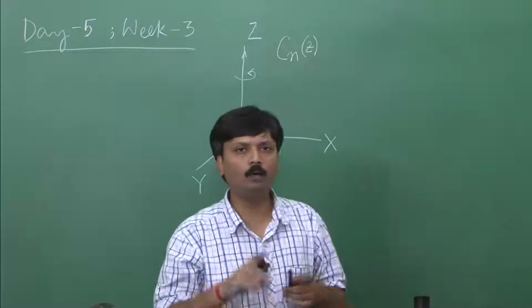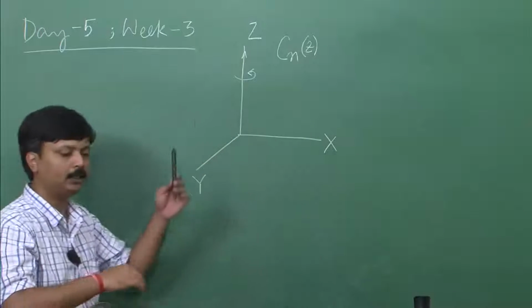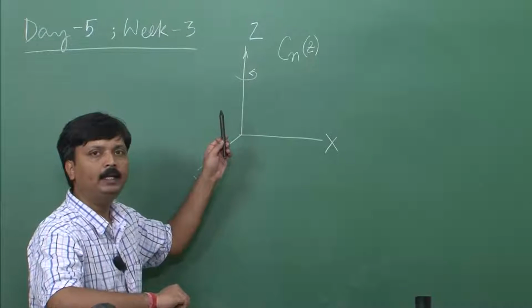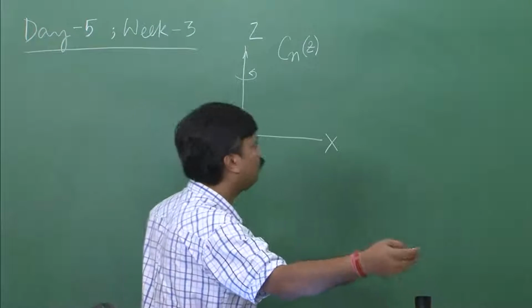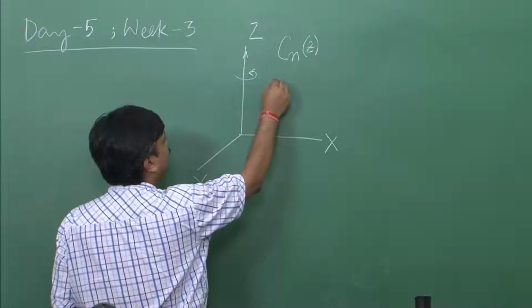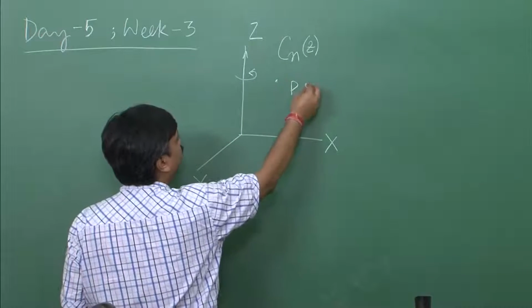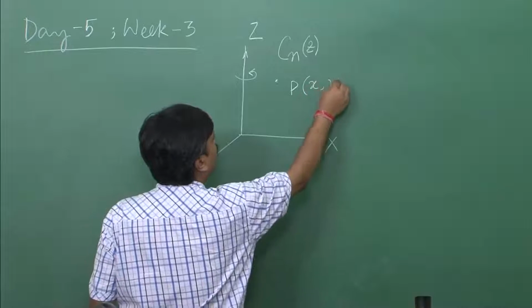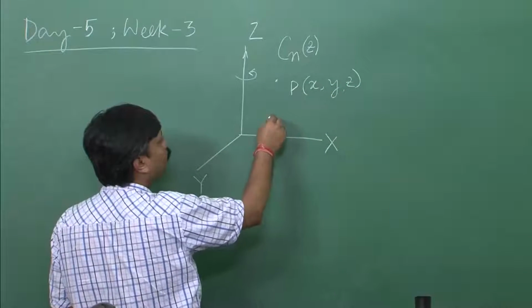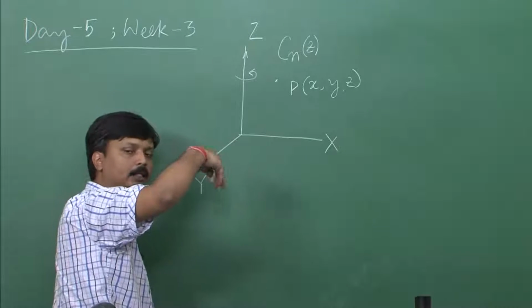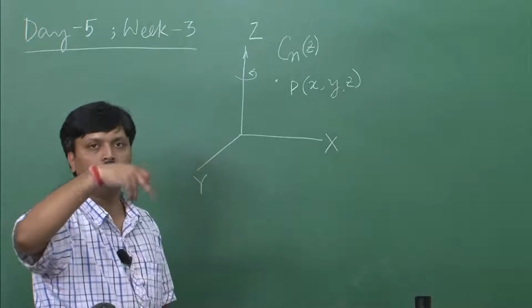So now one thing is pretty clear from this assumption, that if I take any general point in this space, say I take a point here which is P having x, y and z coordinates like before, then no matter what angle this Cn rotates.